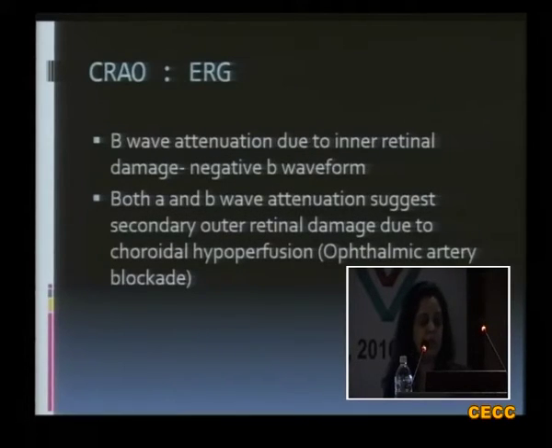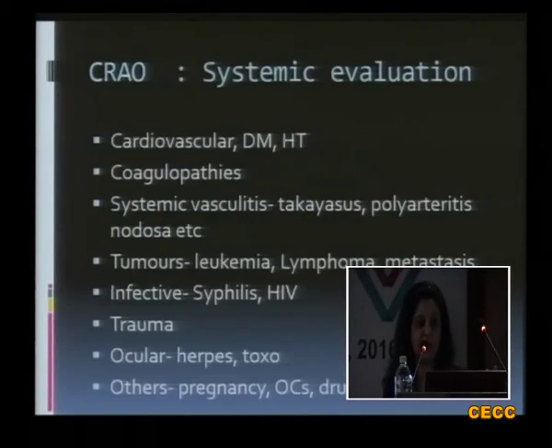ERG is again important in CRAO since it is affecting only the inner retinal layers. Therefore, there will be a B wave attenuation, that is a negative B waveform. And if both A and B wave attenuation occurs, then this suggests that there is an outer retinal damage also, which means there is an ophthalmic artery blockade.